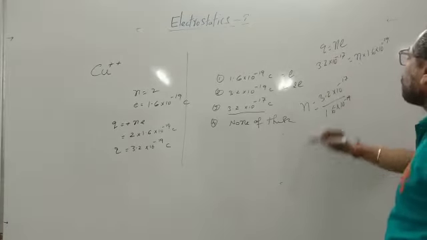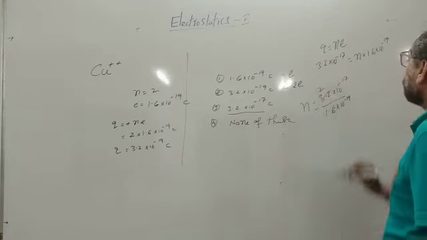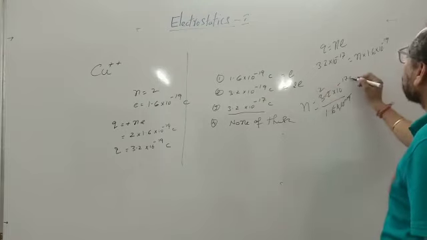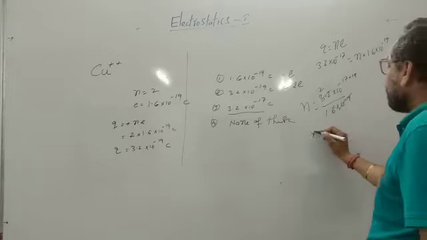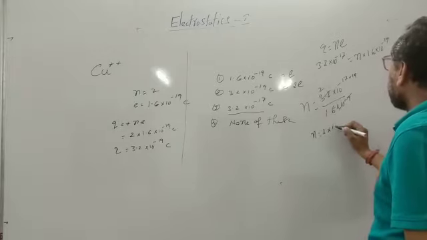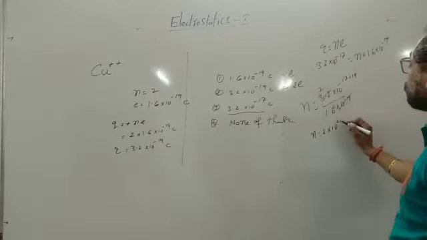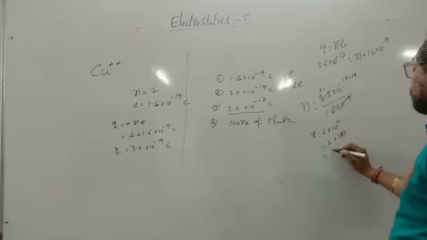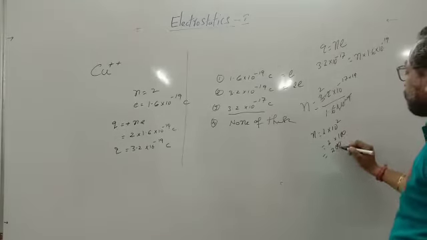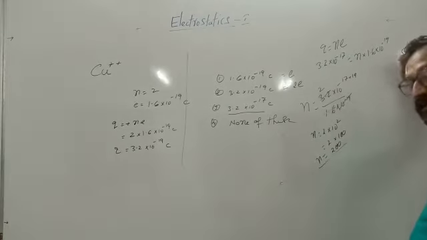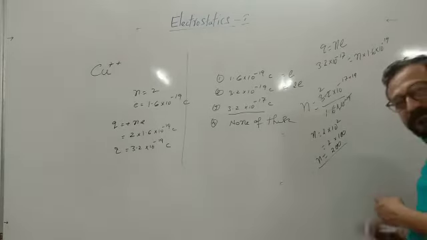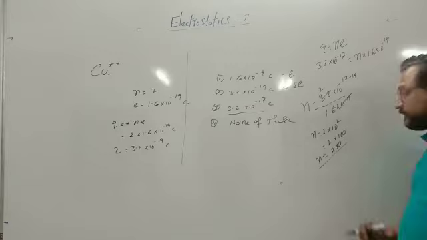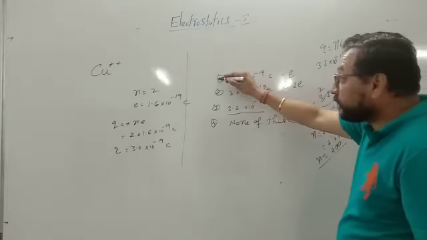1.6 into 2 gives 3.2, minus 19 shifted to plus 19. There n is equal to 2 × 10^2. It means 2 into 100, that means 200. n is a positive integer, yes or not? This is a positive integer. That means it is also correct.